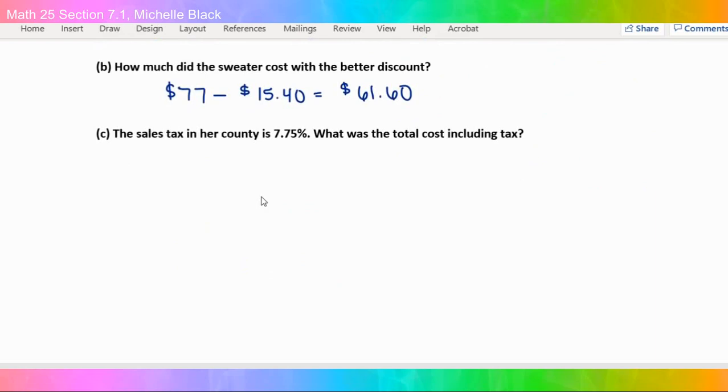Part C says the sales tax in her county is 7.75%. What is the total cost of the sweater, including the tax? Well, I need to figure out what 7.75% of the new price of my sweater is. Or what is 7.75% of $61.60? So take a second and pause the video and try to translate this into an equation and solve for your variable.